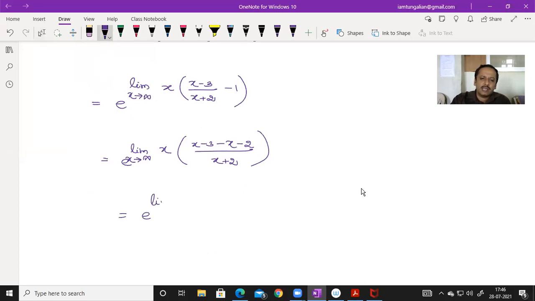So e power limit x tends to infinity. Here x is cancelled. Minus 3 minus 2 is minus 5, into x, that is minus 5x divided by x plus 2. Apply the limit as x tends to infinity. Now both are polynomials of the same degree, so the coefficient of x divided by the coefficient of x in the denominator is the answer. E to the power minus 5 by 1, that means minus 5. E to the power minus 5 is the answer.